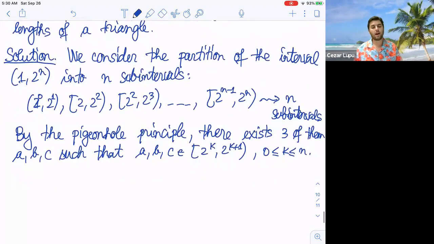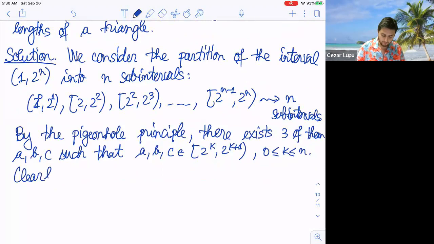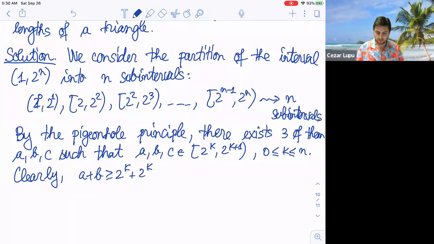Well, it's quite clear now that these will be the side lengths of a triangle because the sum of any two is greater than the third one. So clearly now, when you add them, a plus b will always be greater or equal than 2 to the k plus 2 to the k, but this is 2 to the k plus 1, which is strictly greater than c. So there you go. That's it.